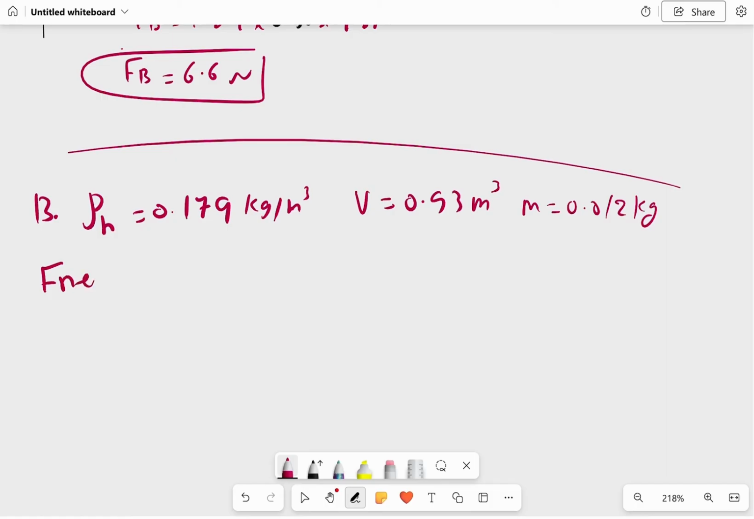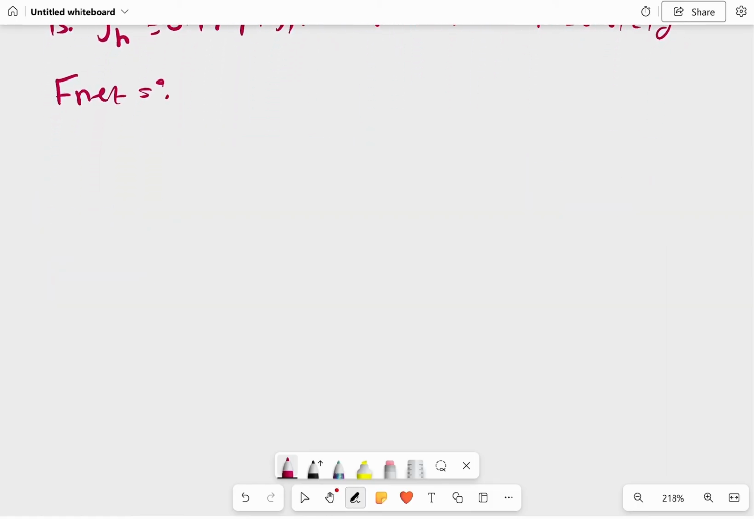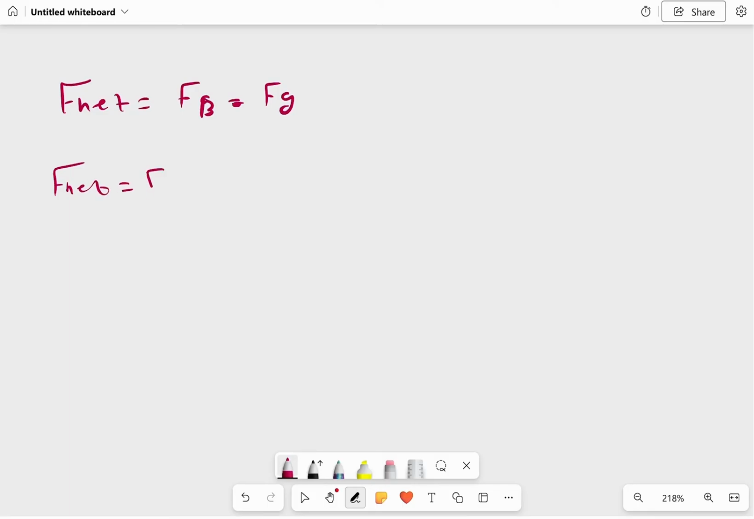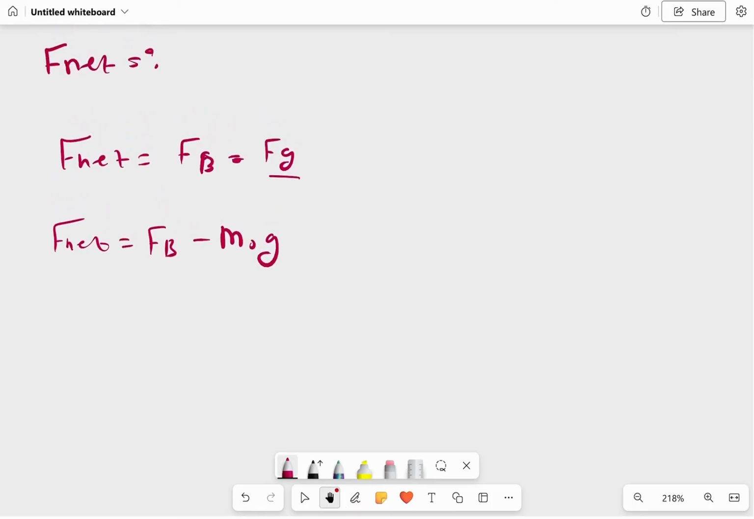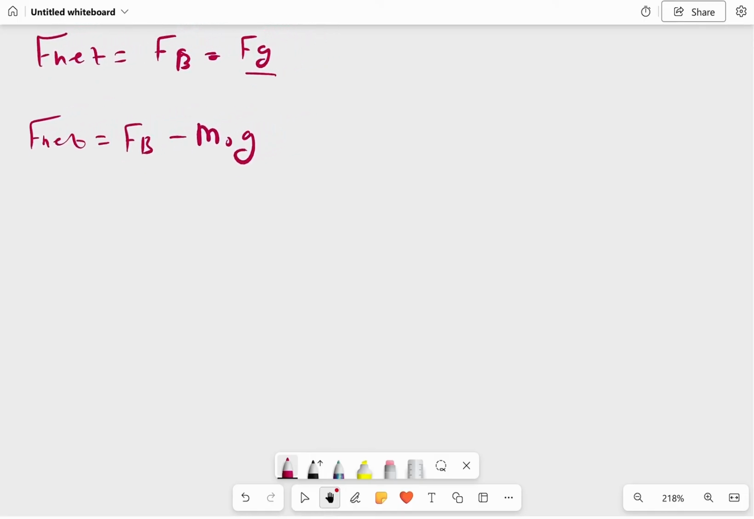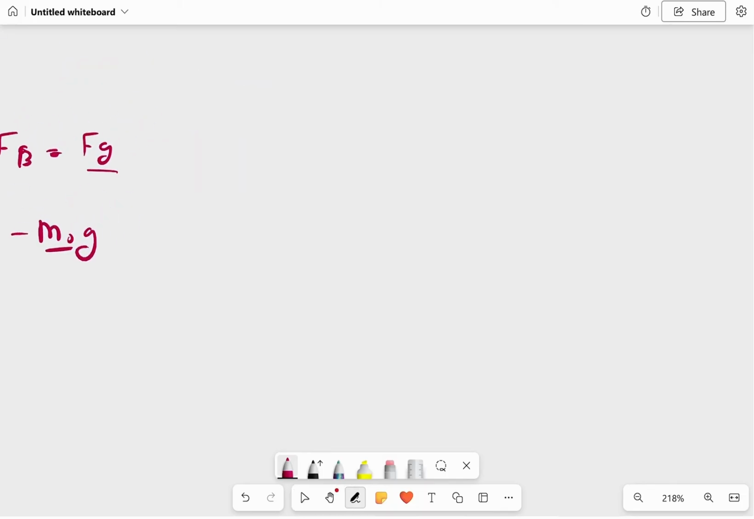It says F net is equal to what? Now, as you remember, we said F net is equal to FB minus FG. Now look, guys, FB minus the weight of the object. Can I write it like this? Yes, I can say the mass of the balloon multiplied by gravitational acceleration.